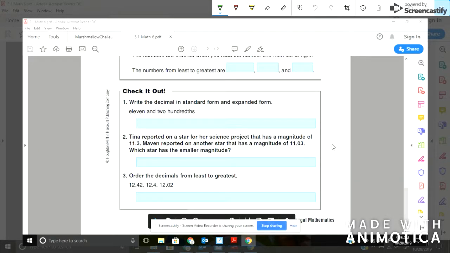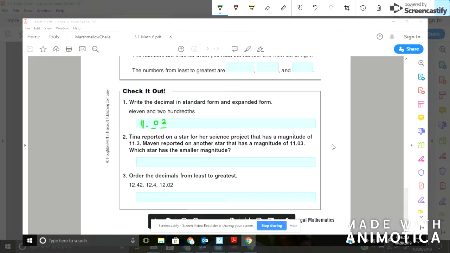All right, for number 1, it said, write the decimal in standard form and expanded form. So it gives it to us in word form, and let's write it in standard form. So just pretty much the number. It says 11 and, okay, so 11, remember and means the decimal point, 2/100ths. So that's 2 spots after the decimal is the 100ths spot, and I have 2/100ths. Okay, put the 0 in there.